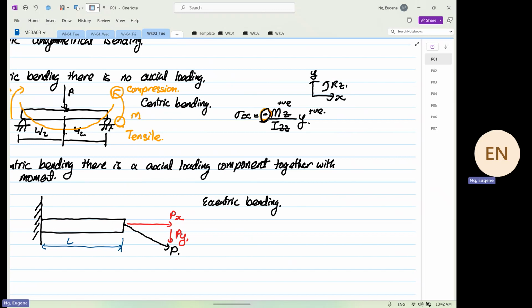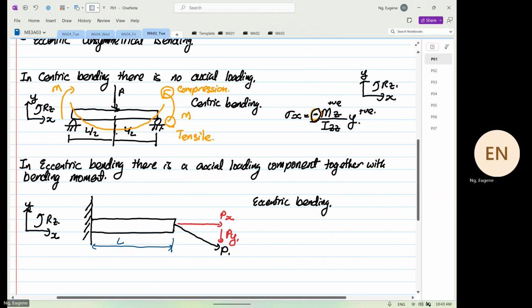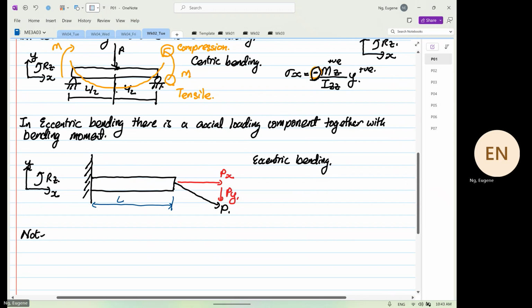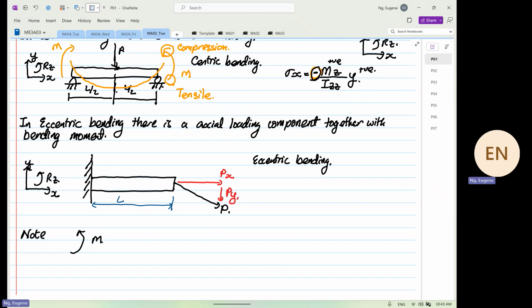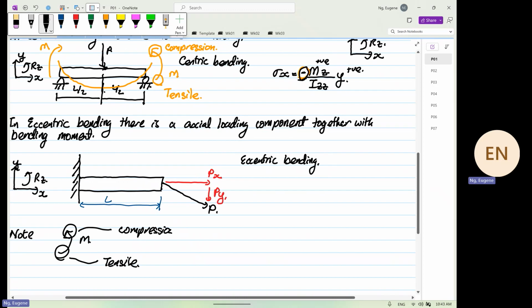But how I'm teaching you now is, don't worry about the plus, minus. Watch for what? Deformation pattern. Are we clear? Very important. Watch for the deformation pattern, and more important, the head of the moment vector. I'll write down here. Note: the head of the moment vector is in compression, and the tail end will be in tensile. We clear? Okay. So that is for centric bending.